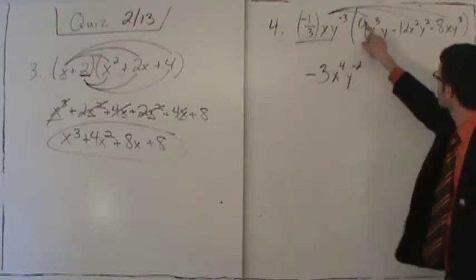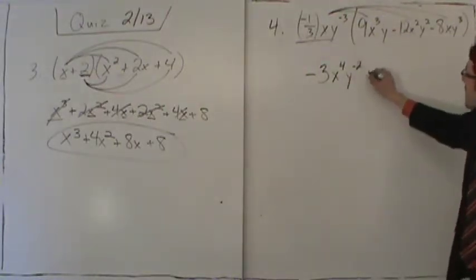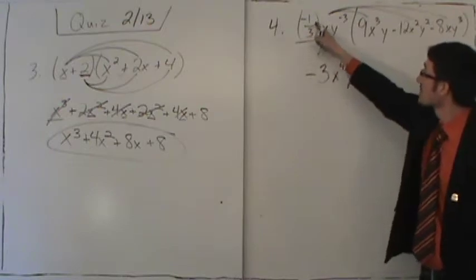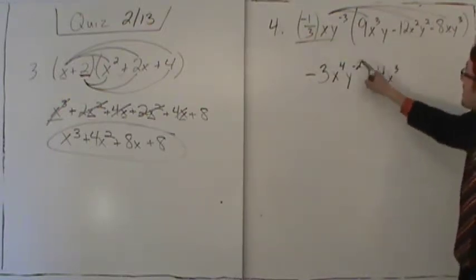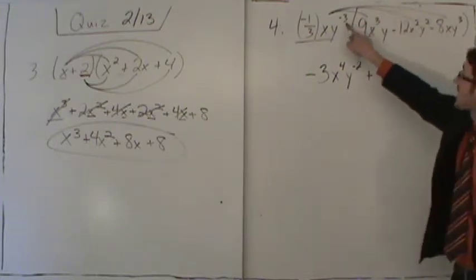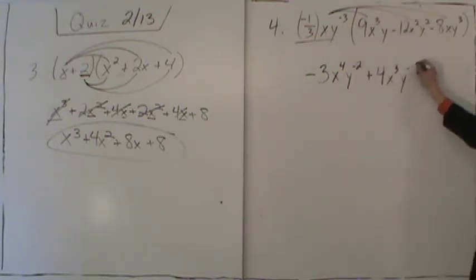And now, negative 1/3 times the negative 12. Negative times negative is positive. 12 divided by 3 is 4 times 1 is 4. x times x squared is x to the 3rd. And y to the negative 3 times y squared, add. Negative 3 plus 2 is what? Negative 1, so we get y to the negative 1 power. And then lastly, negative 1/3 times the negative 8 gives positive.